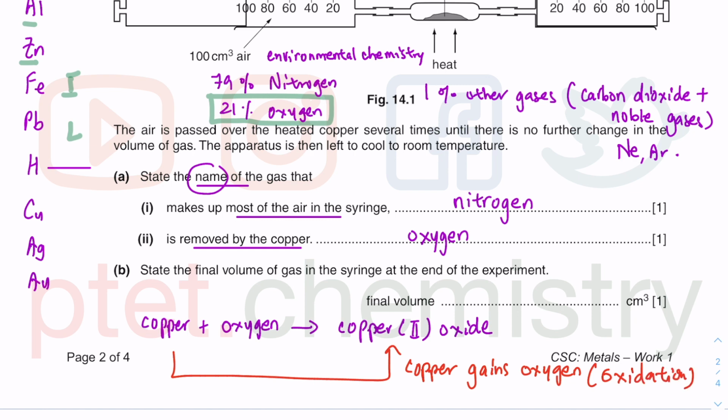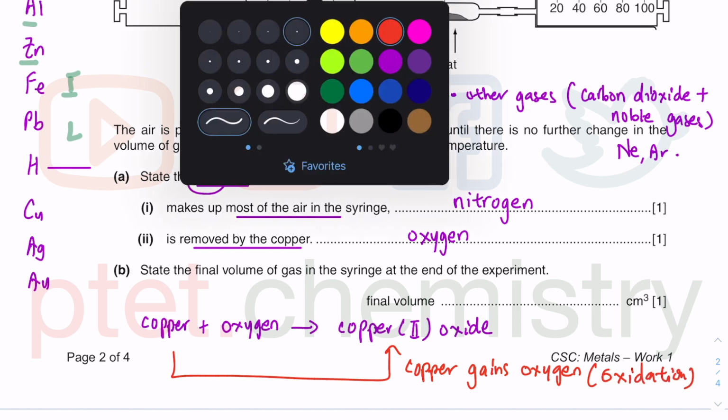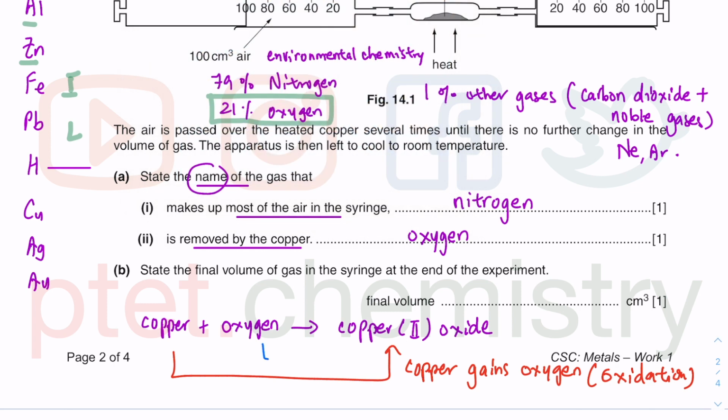On the other hand, if this gets oxidized, what happened to the oxygen? The oxygen is definitely getting reduced. So that is your reduction. Overall, you have a redox reaction. Reduction is a technical term. It means loss of oxygen, whereas gain of oxygen atoms is oxidation. That's what happened to the copper.